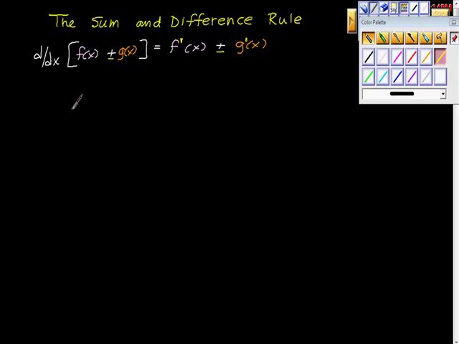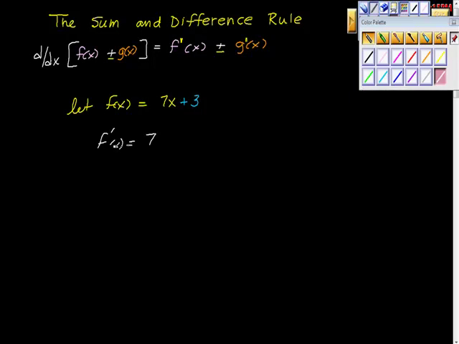Here's an example. Let f of x equal 7x plus 3. Without doing any calculus, maybe we can say that f prime at x, which is the slope of this line, is just 7, isn't it? Let's start with this ending here. We know that the slope of this line is 7. Well, let's look at this for a second.